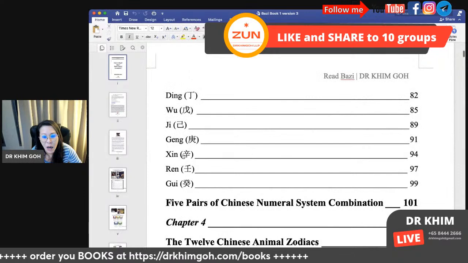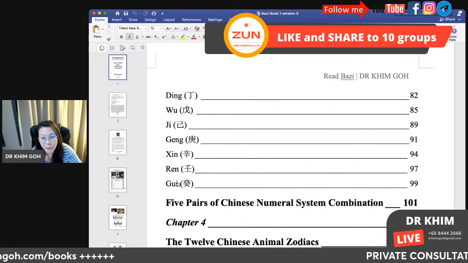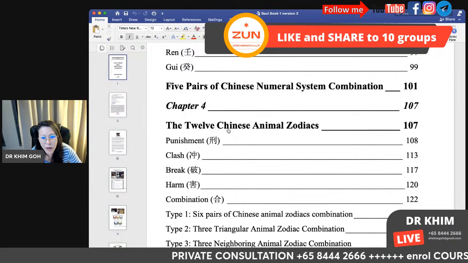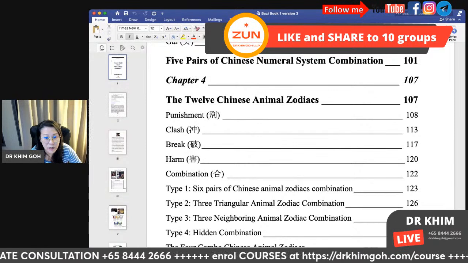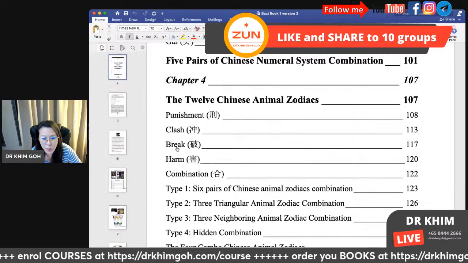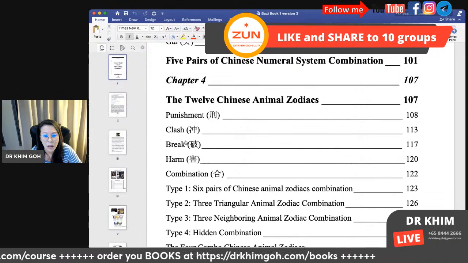So in this book, it explained to you all the individuals' Chinese numeral system, which is the Tian Gan. Then it explains the combination part to you also. It also explains the 12 animal zodiac to you, the Di Zhi. In Chinese, we call it Di Zhi. Right? So what happens if there's a punishment in the chart, clash, break? And what does all this really exactly mean? And how does it impact your chart?